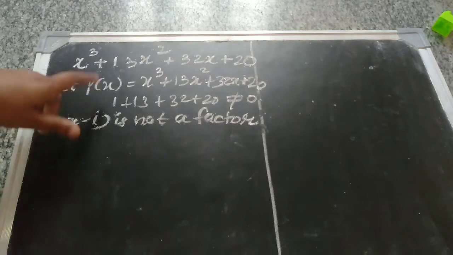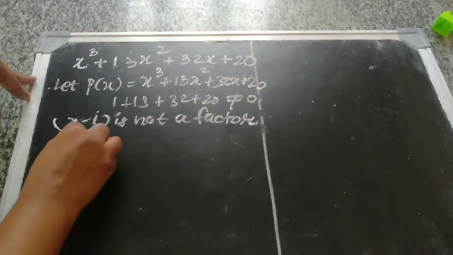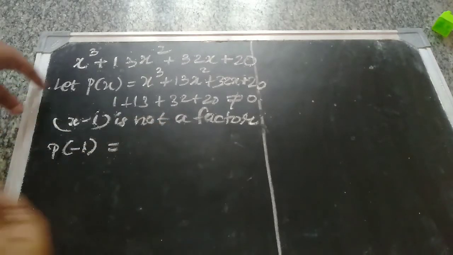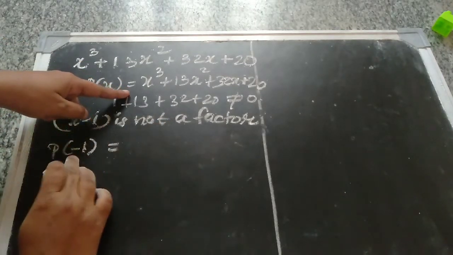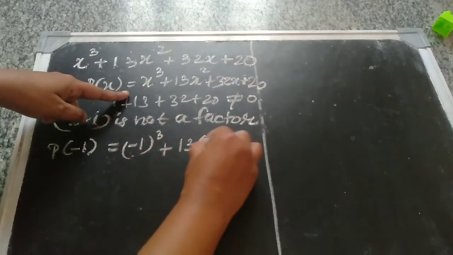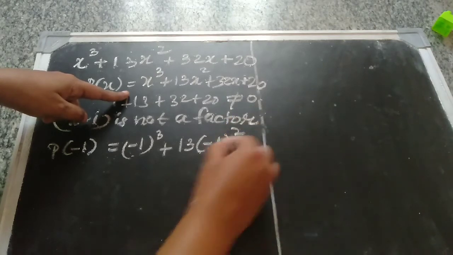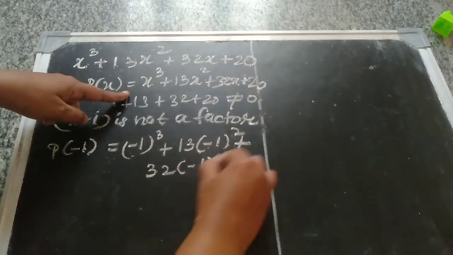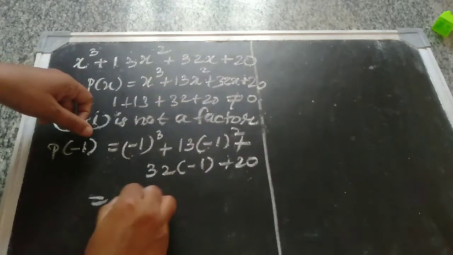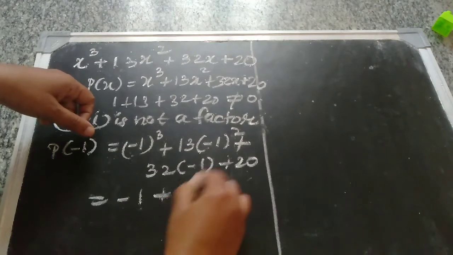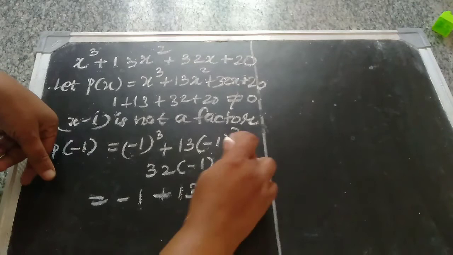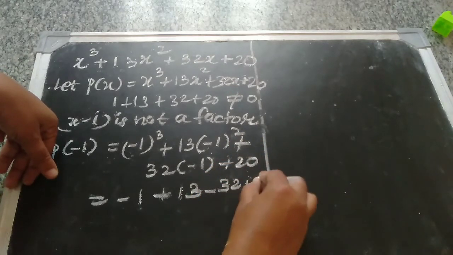Plus 1 means you substitute minus 1 here. Find p of minus 1. If it comes 0, then x plus 1 is a factor. In place of x you substitute minus 1: minus 1 whole cube plus 13 into minus 1 whole square plus 32 into minus 1 plus 20. Minus 1 into minus 1 into minus 1 is minus 1. Plus 13, because minus 1 whole square is plus 1, and 1 into 13 is 13. Minus into plus is minus 32, plus 20.